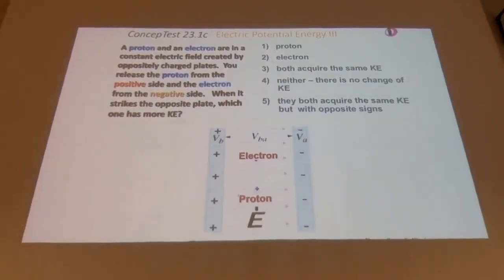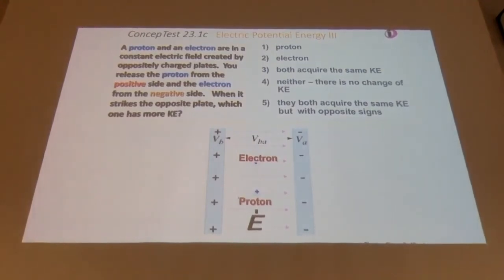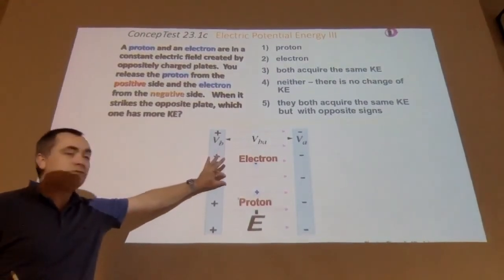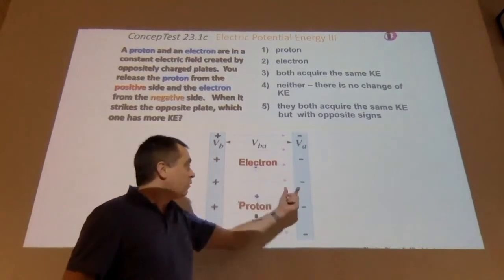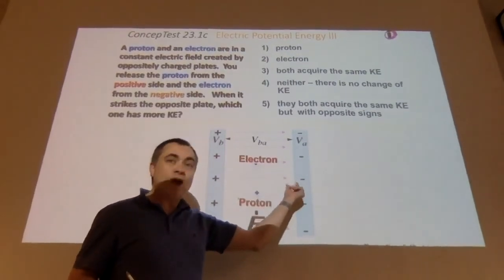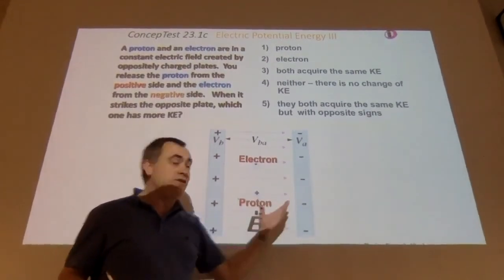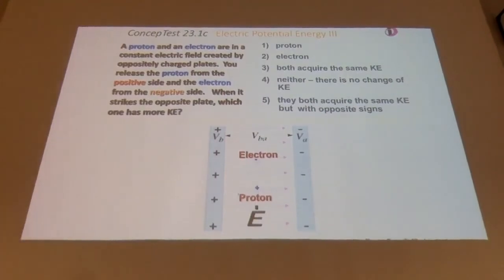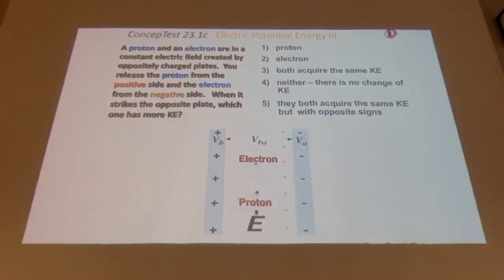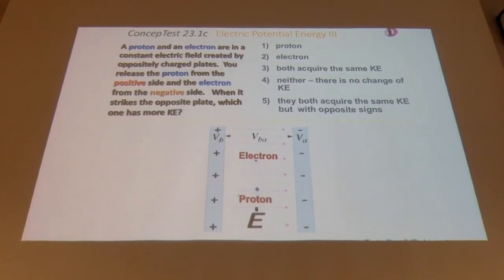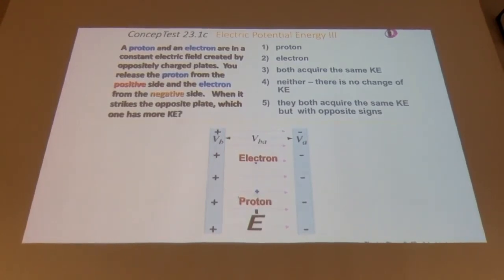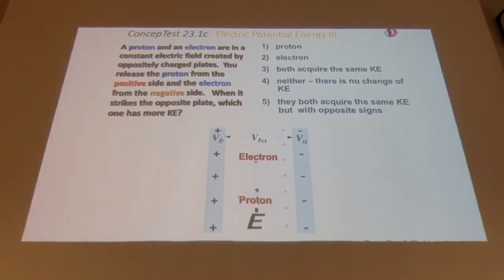This is saying that we take a proton and put it right next to the positive plate. We know it's going to get pushed this way. We're going to take an electron and put it right next to the other plate and release it, okay? So we know that they're going to be pushed opposite directions and fly to the opposite plate. When they strike the opposite plate, which one has more kinetic energy? Which one would have more kinetic energy?